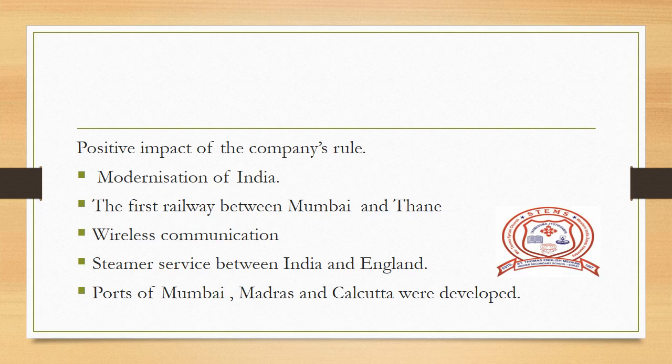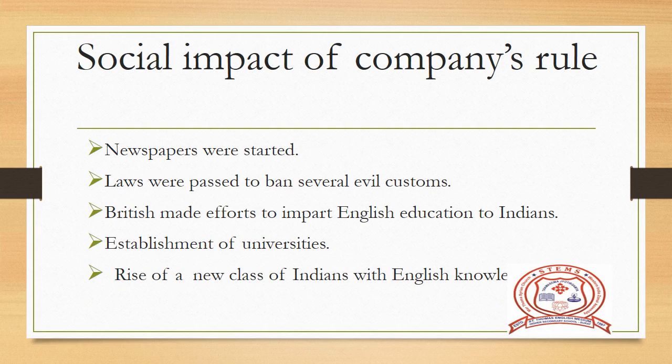Wireless communication was established in India. Steamer service between India and England was started. Ports of Mumbai, Madras and Calcutta were developed. These were the positive impacts of the company's rule. The first railway between Bombay and Thane was established. Wireless communication, steamer service between India and England, establishment of different ports like Mumbai, Madras and Calcutta.